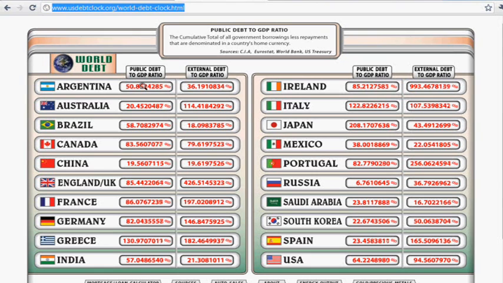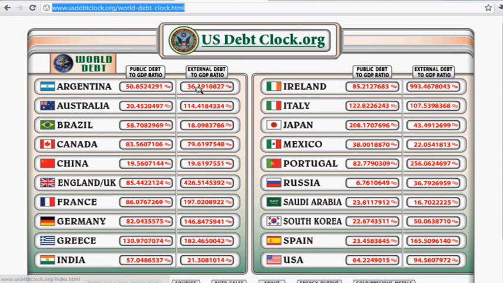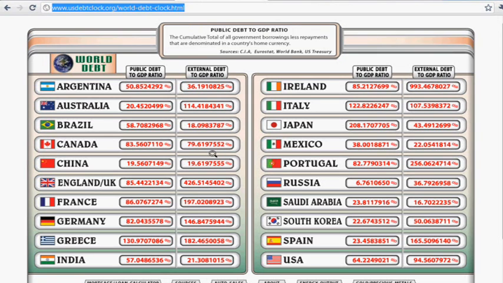And the public debt to GDP, it's stated here, the cumulative total of all government borrowings less repayments that are denominated in a country's home currency. Same thing again if that number confuses you. And we got some big numbers here. You can see over 100%. And when it's over 100%, that means your debt's greater than your value of all assets. GDP is a fancy word for saying what everything your country has for value.